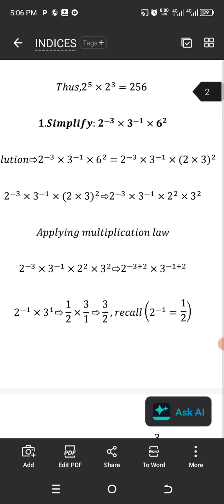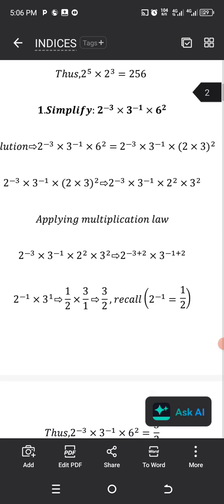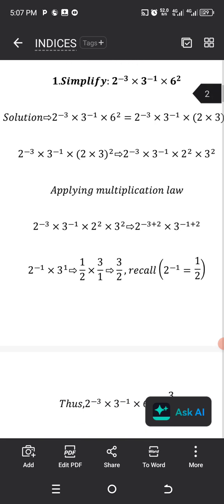You can see that we've multiplied the index with everything inside the parentheses. That is called product law, and we are soon going to read that actually. So don't be panicked, just be patient. We are still going to get there. So which is 3 raised to power minus 1 multiplied by 2 raised to power 2 multiplied by 3 raised to power 2. So apply multiplication law now.